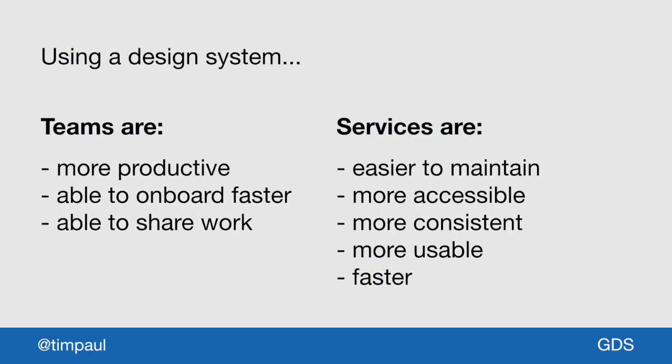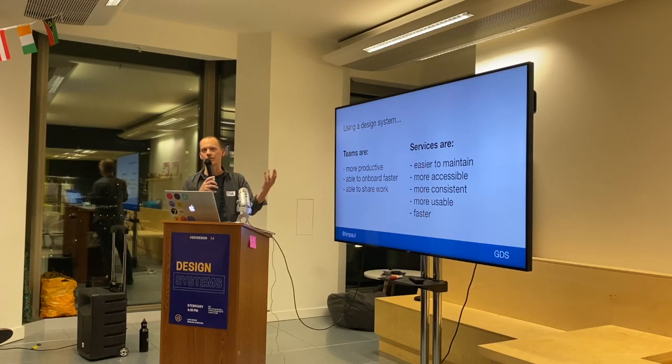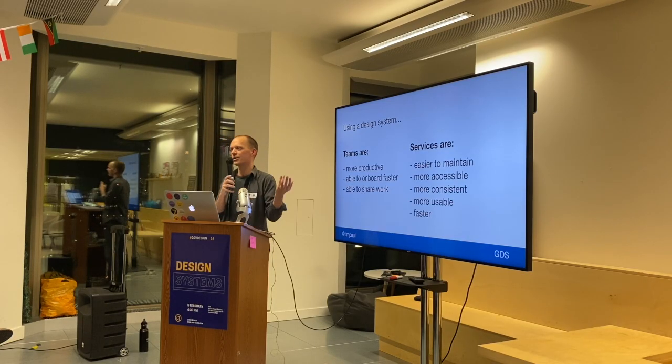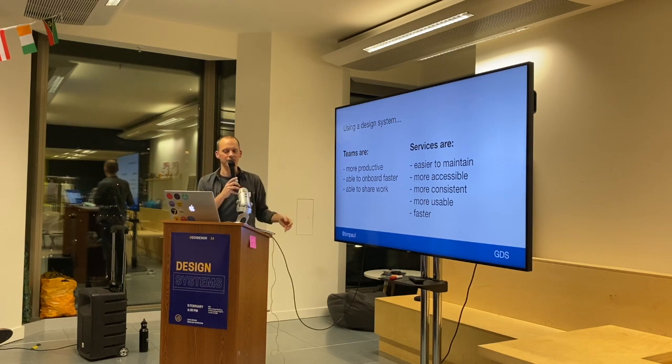We believe that using design systems is good for teams because it makes them more productive, because they have out-of-the-box components and patterns that they can just reuse. They can onboard new team members much faster because they've got documented patterns and components and tools that those new team members can get started with. And then teams who are all using the same system can start to share their work much more easily. So it reduces duplication of effort, encourages contribution and collaboration.